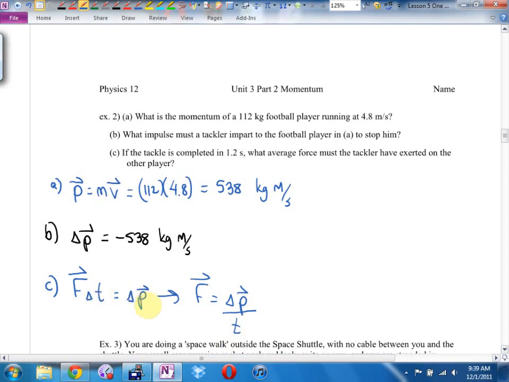What's the change in momentum? B. Divided by? How long did the collision last? 1.2. What average force did this tackler impart? Jacob? I missed that, sorry. 448 what? Negative. 448 what? It's a force. It's a force. Yeah, we know it, right? Memorizing our units.